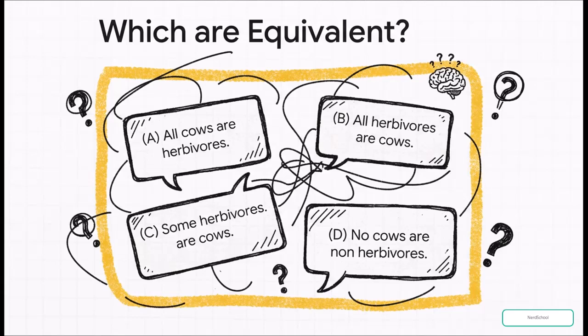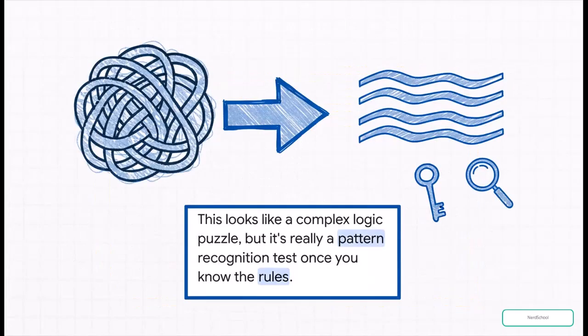Alright, let's just jump into the deep end with a real question from a past exam. Take a look at this. You've got 4 statements that all kind of look the same, but they're not. They're designed to be confusing, right? To make you second guess yourself. But what if I told you there's a way to spot the answer almost instantly?